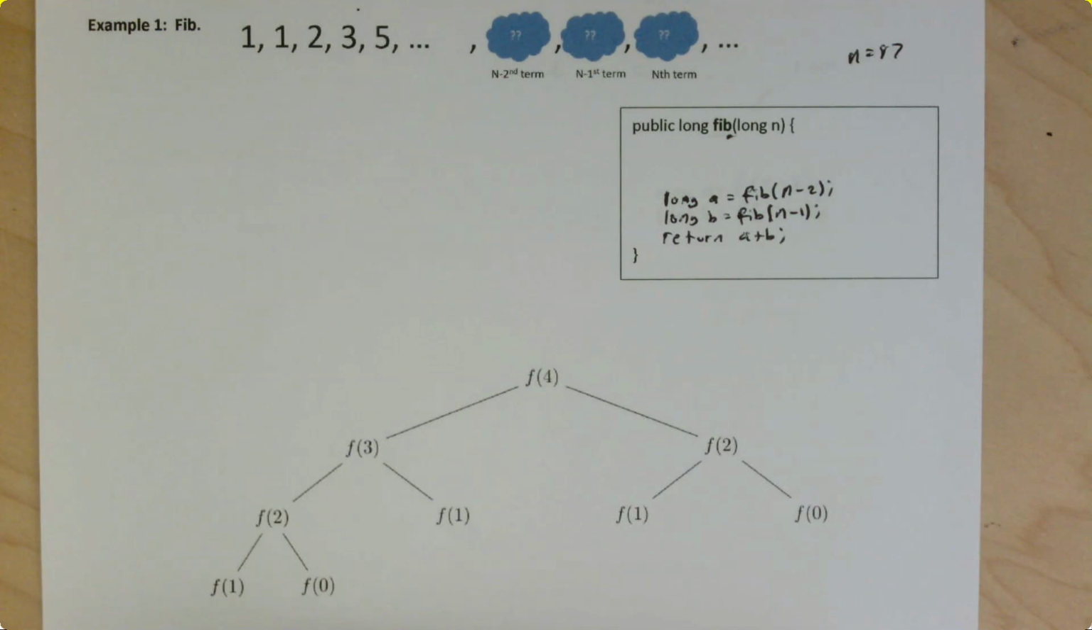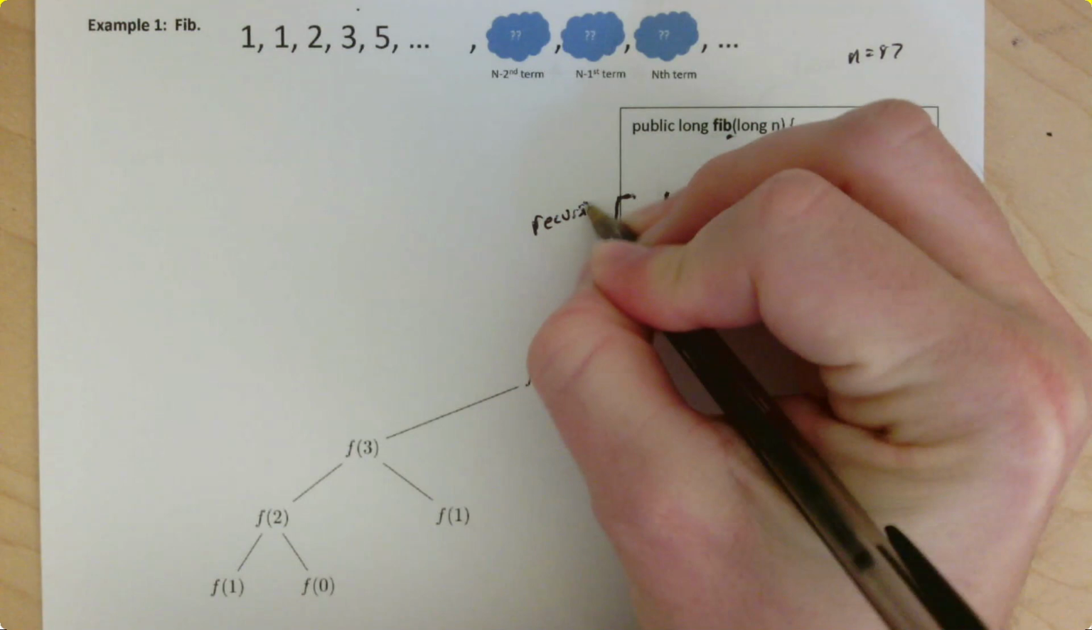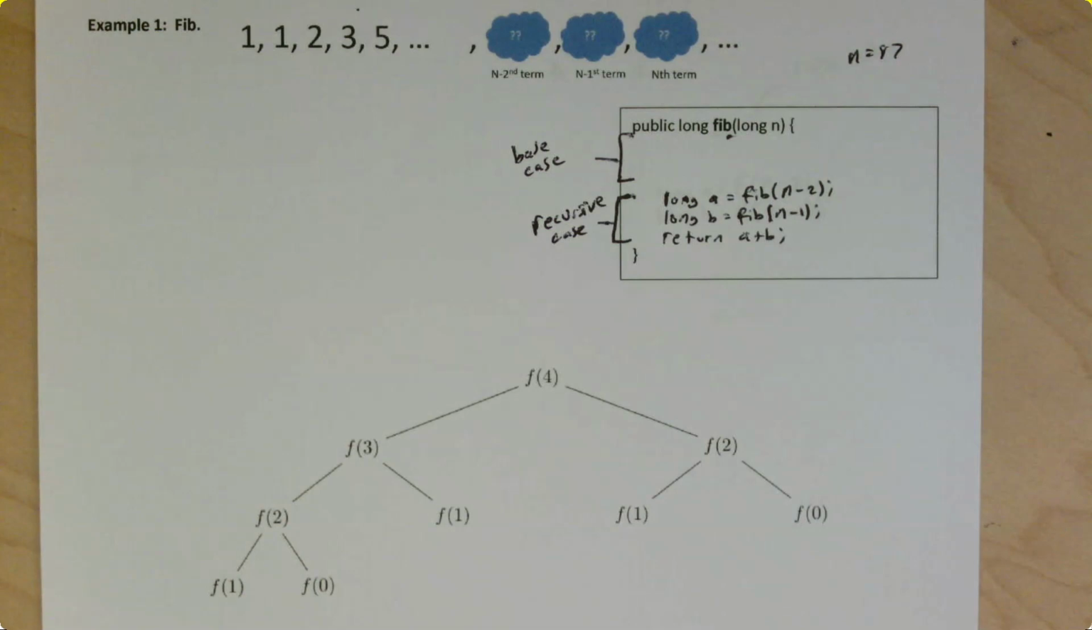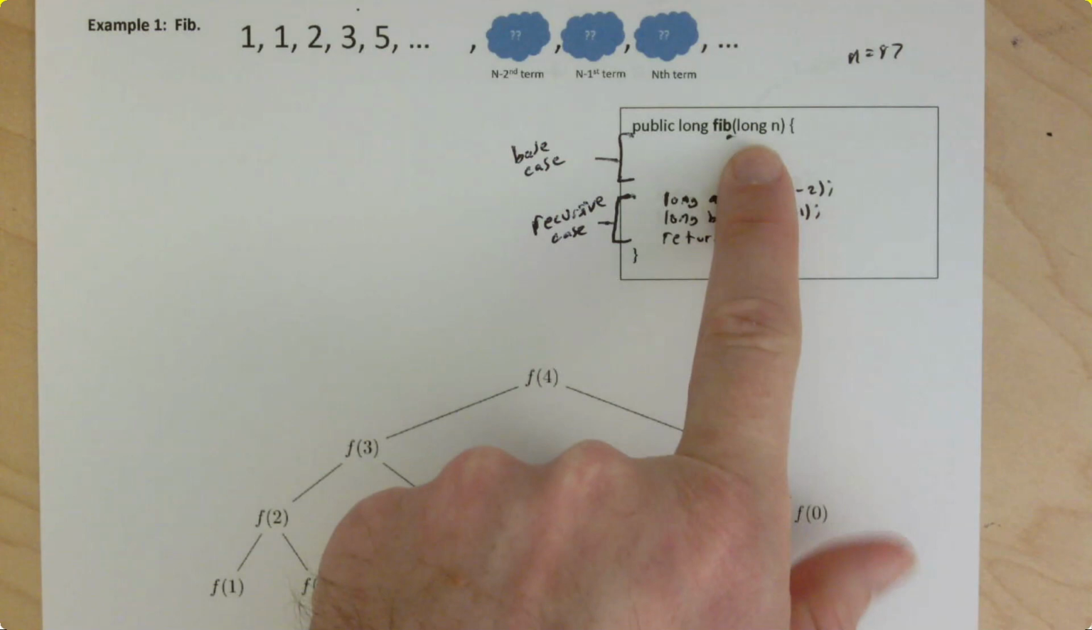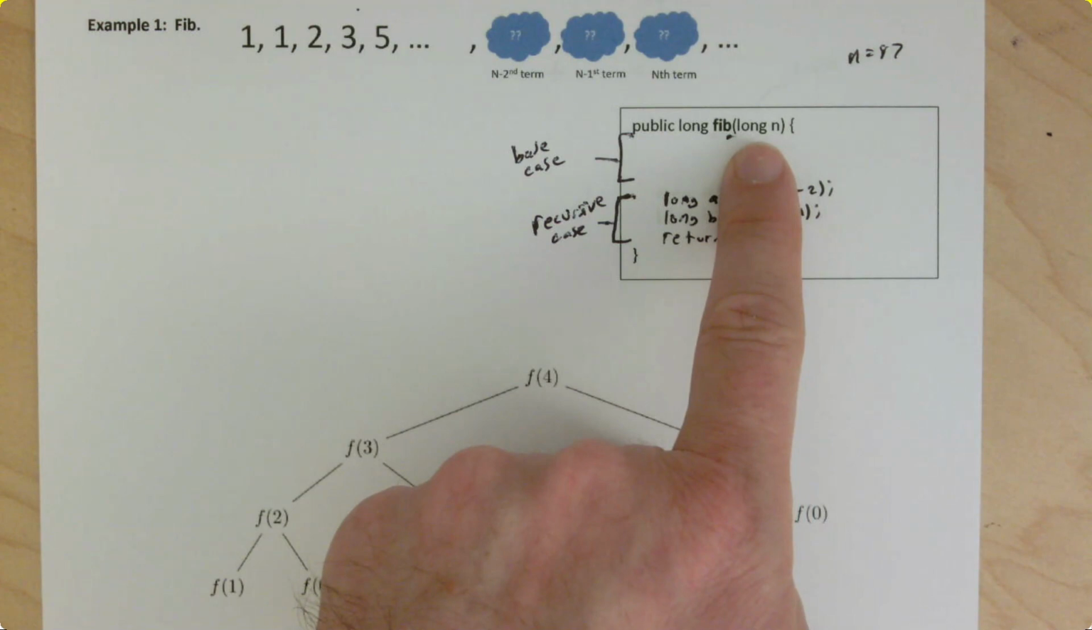So let's add the one thing that we're missing. This is called the recursive case. The thing that we're missing is the second half of a solution called the base case. What's the difference between a recursive case and a base case? The recursive case is an input that's big enough that you would need to break it into smaller pieces to find the answer. The base case is an input that's so small or so simple that you can give an answer right away without any further calculation.